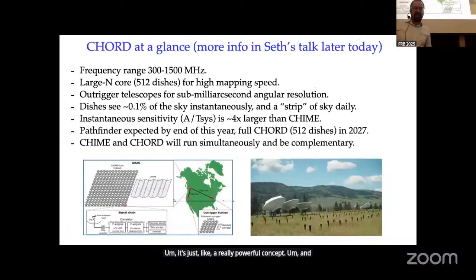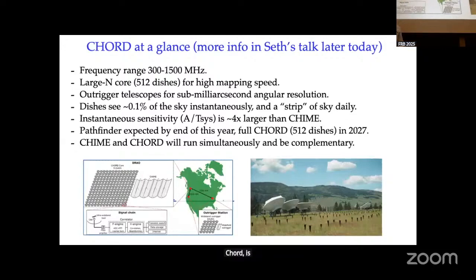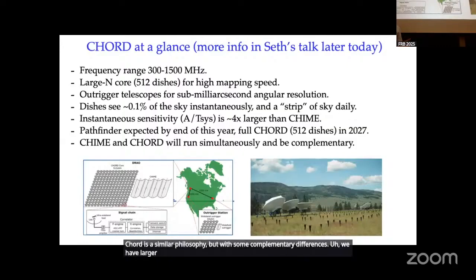The project that we're doing now, CHORD, which is a teaser slide for Seth's talk later today, is a similar philosophy, but with some complementary differences. We have larger frequency coverage, which helps with signal to noise and also enables some new science possibilities.